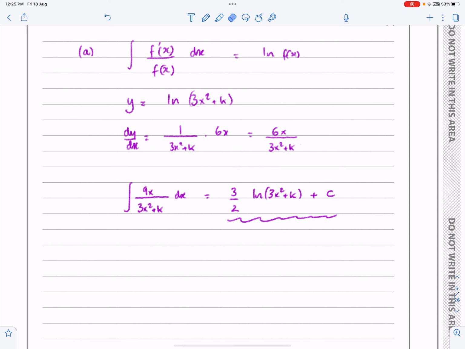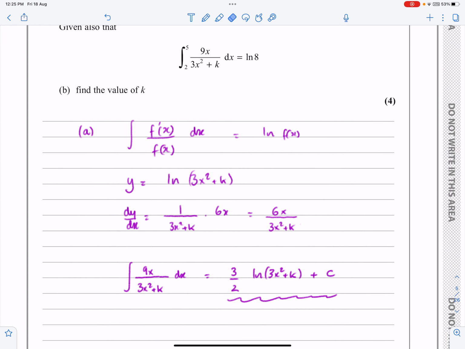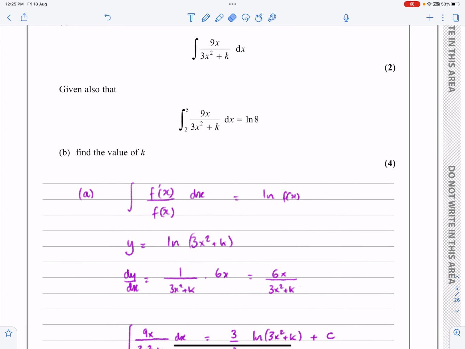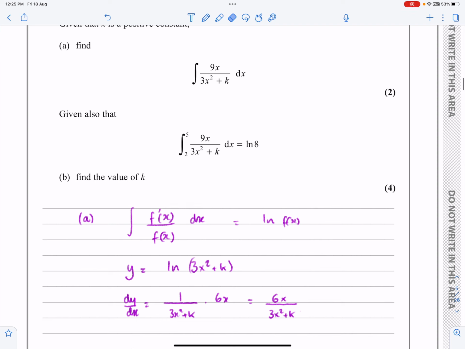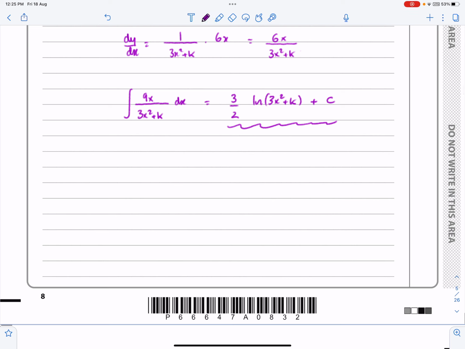Only 2 marks for that, so we don't need to do too much more in terms of method for that. And then on to part B. Part B is slightly different in that, rather than just evaluate something, we're going to evaluate it, but our missing variable is going to be k there. So I'm going to put 5 and 2 in, sort out the answers for those bits, and then rearrange it to get what k is. That'll hopefully make more sense when we actually do it.